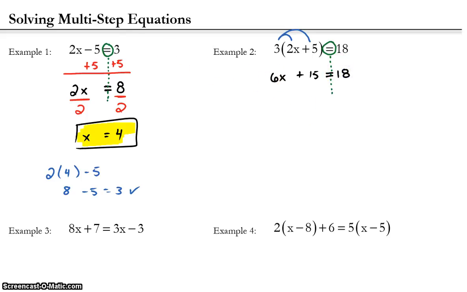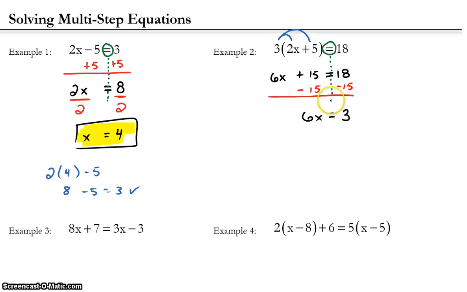This part here is very similar now to example 1. I have 6 times x and I'm adding 15. First step would be to subtract 15. The opposite of adding it would be subtracting it from both sides. 6x is left here. Positive 15 and negative 15 gives me a 0. 6x plus 0 is just 6x. I'll bring my equal sign down. If I need to extend that dotted line, I can. Don't have to, but we can. 18 minus 15 is 3.